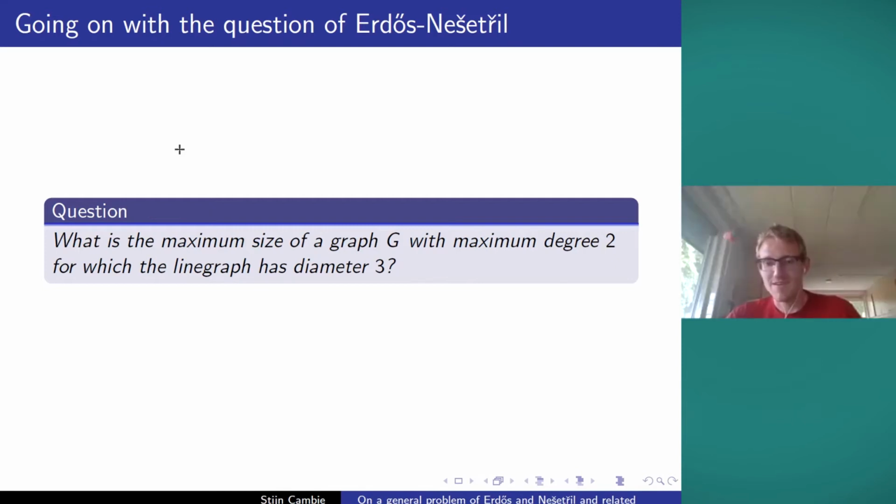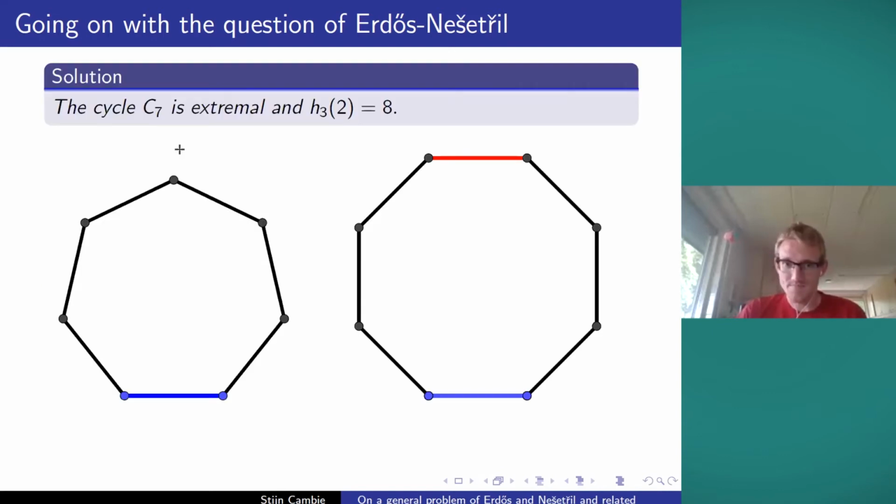Indeed, the maximum degree is 2, and because the diameter is finite, we have a connected graph. Maximum degree 2 says it's a path or a cycle, so it's easy to see the cycle is doing best. But if you are having trouble computing the diameter of the line graph, in the case of a cycle, the line graph of a cycle is the cycle itself. So we just have to look at the diameter of the cycle. So for a C7, the diameter is 3.